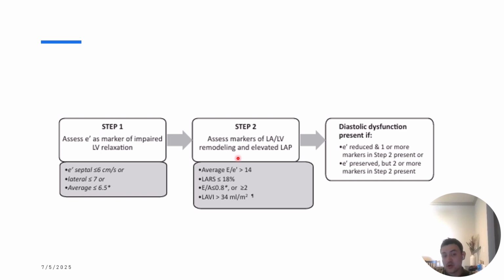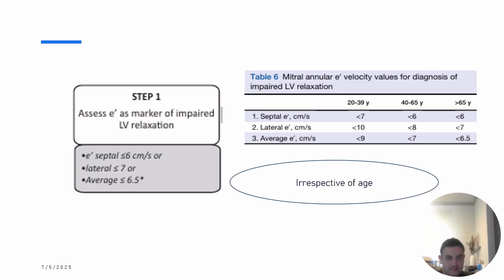Then in step 2, you are going to look at all of those parameters to see if you have elevated left atrial pressure. Why? Because that is what you care about, and then you can diagnose. If you have E prime reduced, you only need one parameter in step 2, and then you can diagnose the patient with diastolic dysfunction. But if E prime is normal, you need 2 or more markers of step 2 to diagnose diastolic dysfunction.